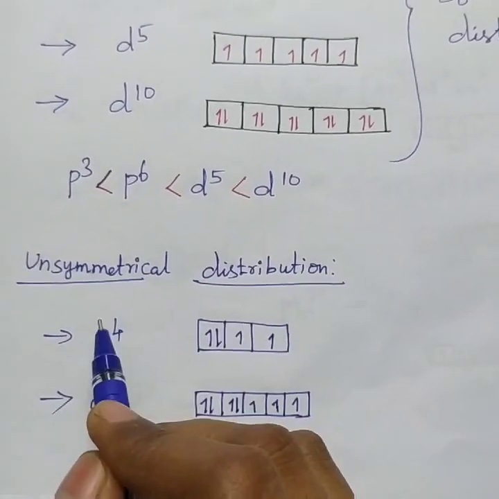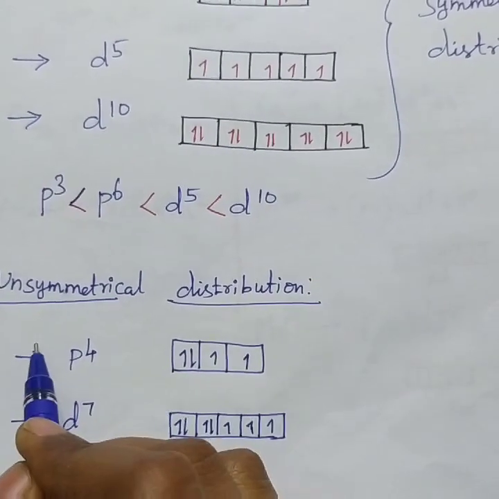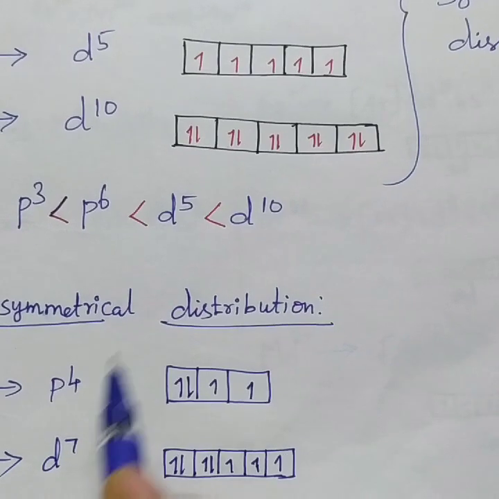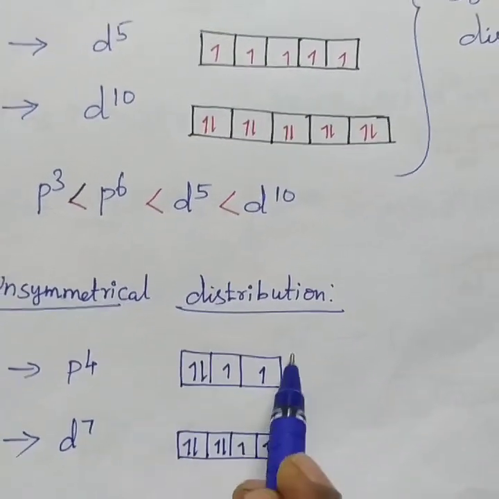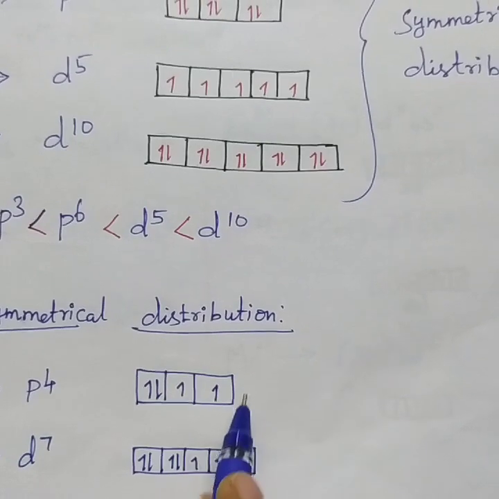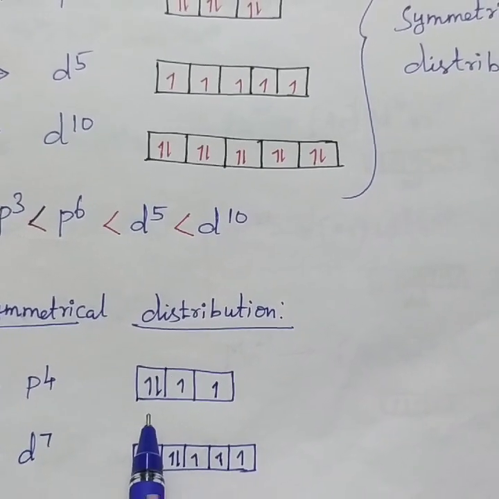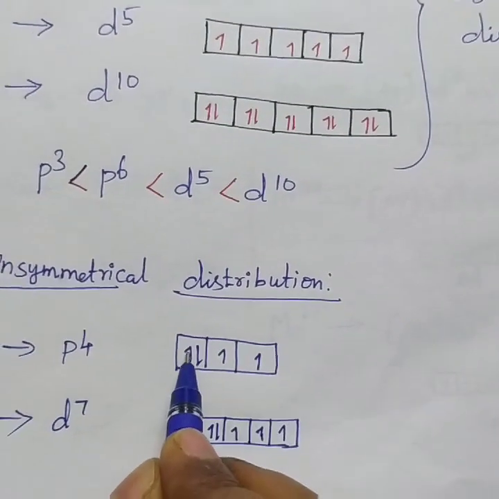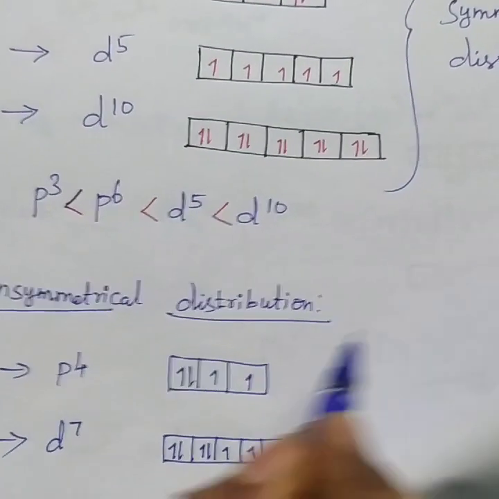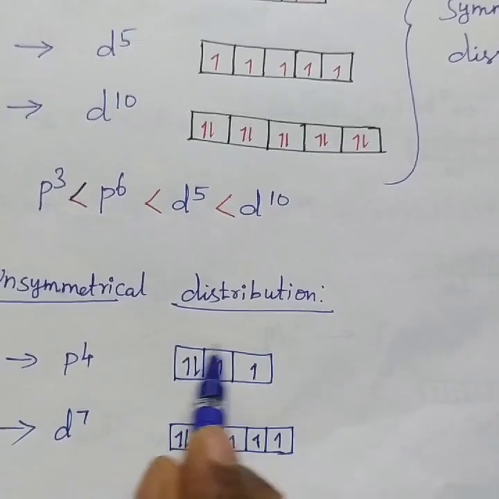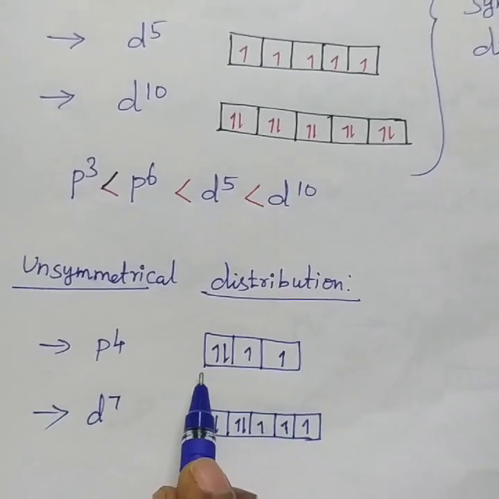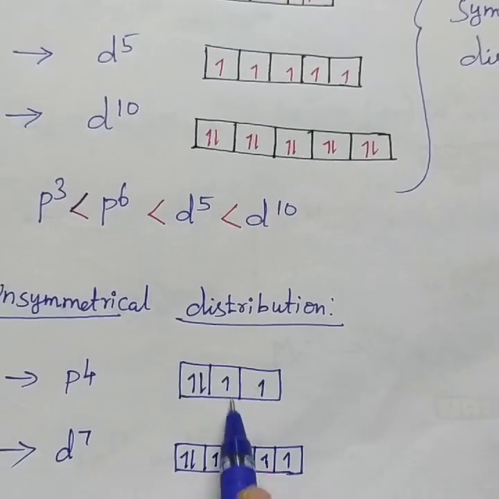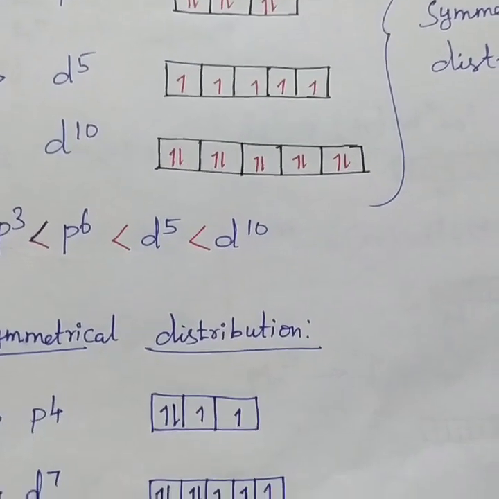Likewise, I have written here an unsymmetrical distribution for your understanding. What do we mean by unsymmetrical distribution? If you take p4, and if you draw the orbitals, you can understand it. P4 means how do you fill the electrons? 1, 2, 3. Then you pair the electron, 4. So if you look, the first orbital is completely filled with 2 electrons, but the next ones are not completely filled. So this is an example of unsymmetrical distribution.